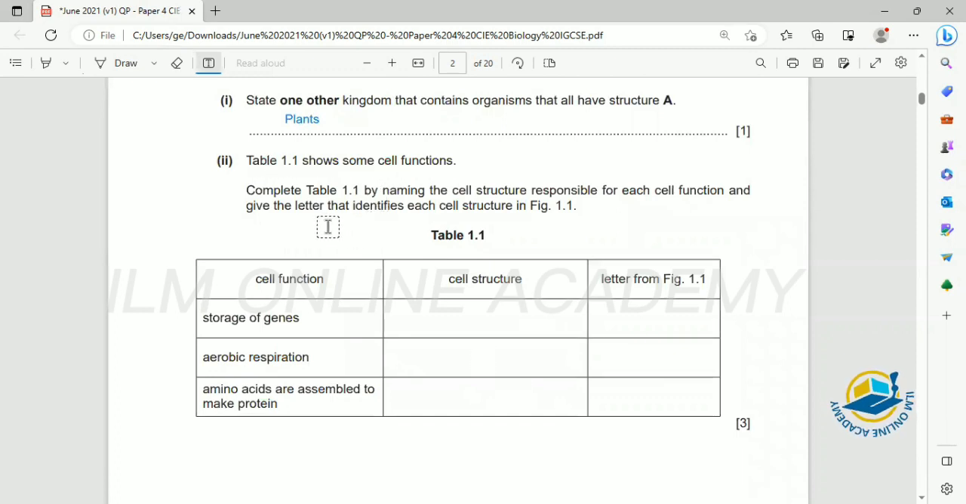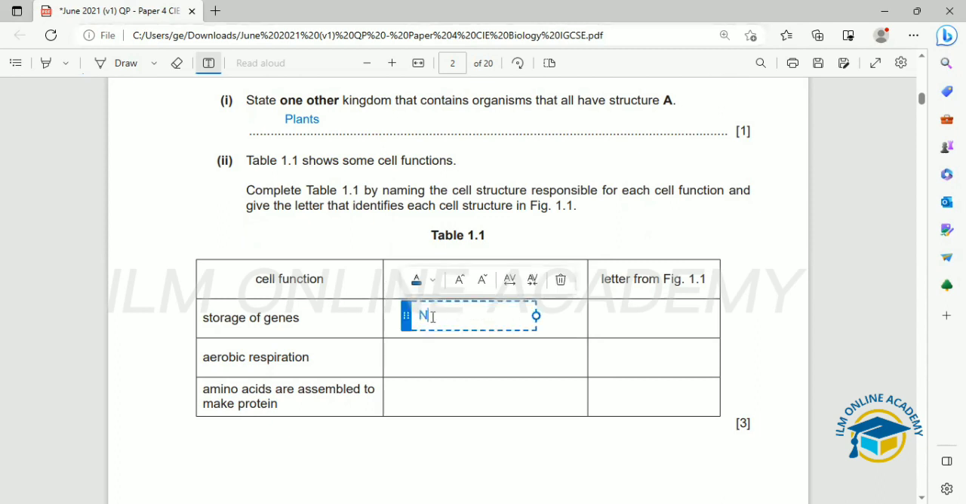Table 1.1 shows some cell functions by naming the cell structure responsible for each cell function and give the letter that identifies each cell structure. Now, the cell function is storage of genes. Let's talk about fungal cells. The fungal cells are eukaryotic cells, and eukaryotic cells are going to have a well-defined nucleus, and their genetic material, or their genes, are going to be inside the nucleus. DNA is their genetic material, and it is stored in the nucleus. So the cell structure would be the nucleus. And the letter from the diagram mentioned above, let's see.